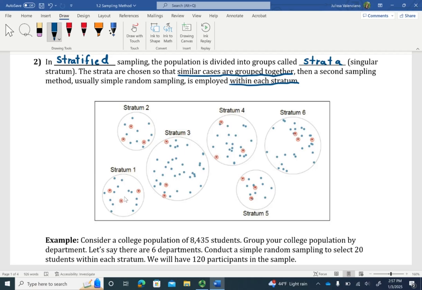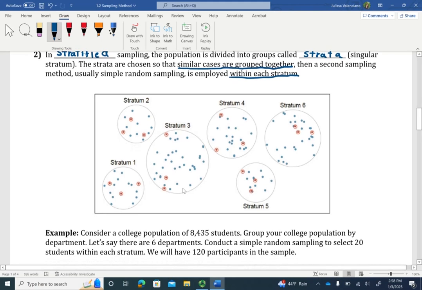And so each group has something in common. And notice, we can see that within each group, 3 individuals were selected. So again, a simple random sample is employed for each group. So our sample is going to contain 3 individuals from group 1, 3 individuals from group 2, 3 individuals from group 3, and so on.